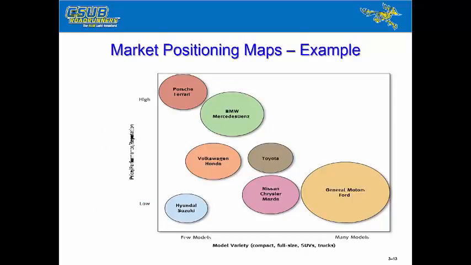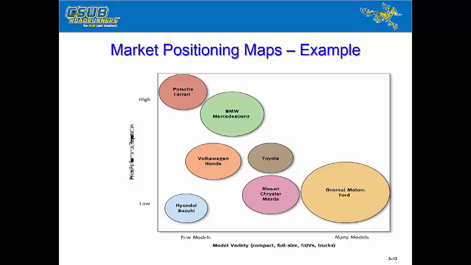So here's an example of price and quality on one axis and the number of models on another axis for the auto industry. So you can see here, Porsche and Ferrari, for example, have very few models and very high price and quality. GM and Ford, on the other hand, have relatively low price and quality, and they have a whole bunch of models of cars.